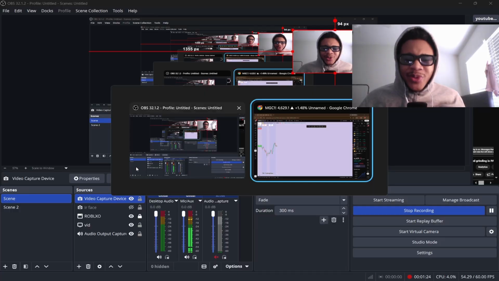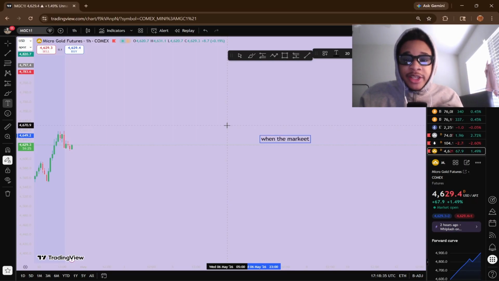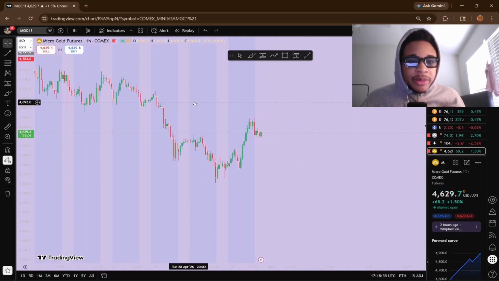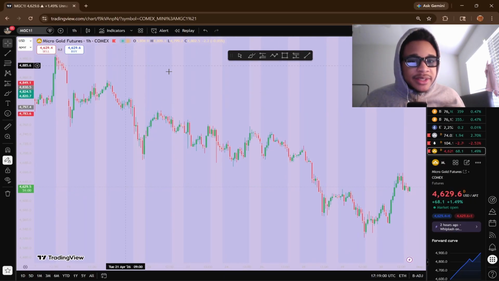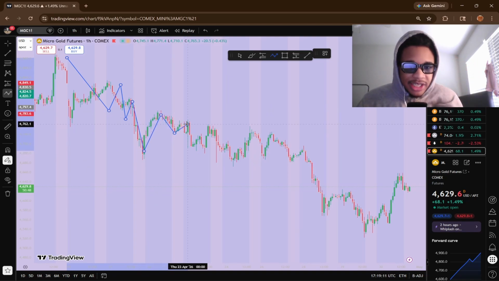It's really simple. Liquidity. What is liquidity? Liquidity is when the market wipes out buyers or sellers to continue its trend. The market has to correct in order to make more pushes. Like the market can't just go straight down. When you look at this chart, you see it's a downtrend because the market is correcting. It has to keep correcting so it can keep pushing downwards.